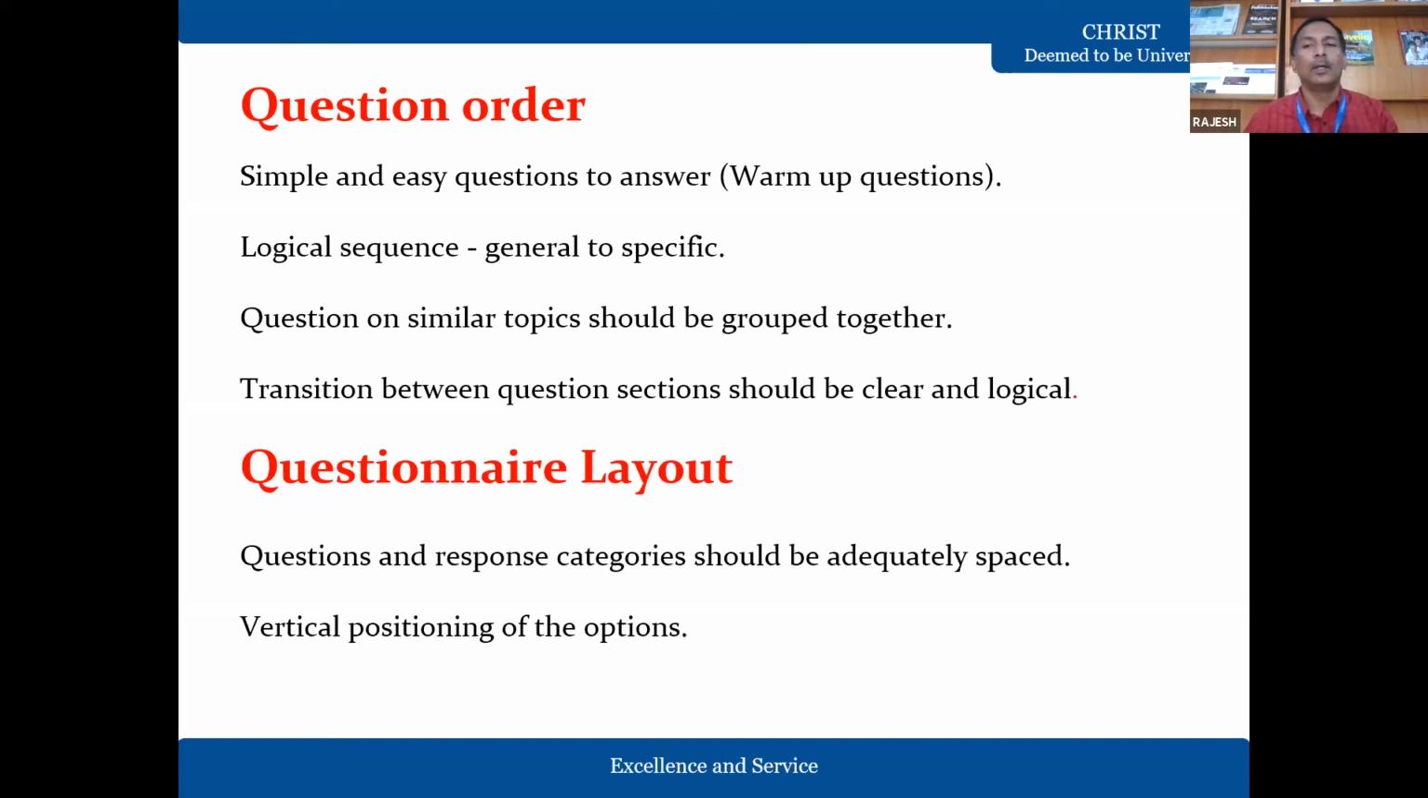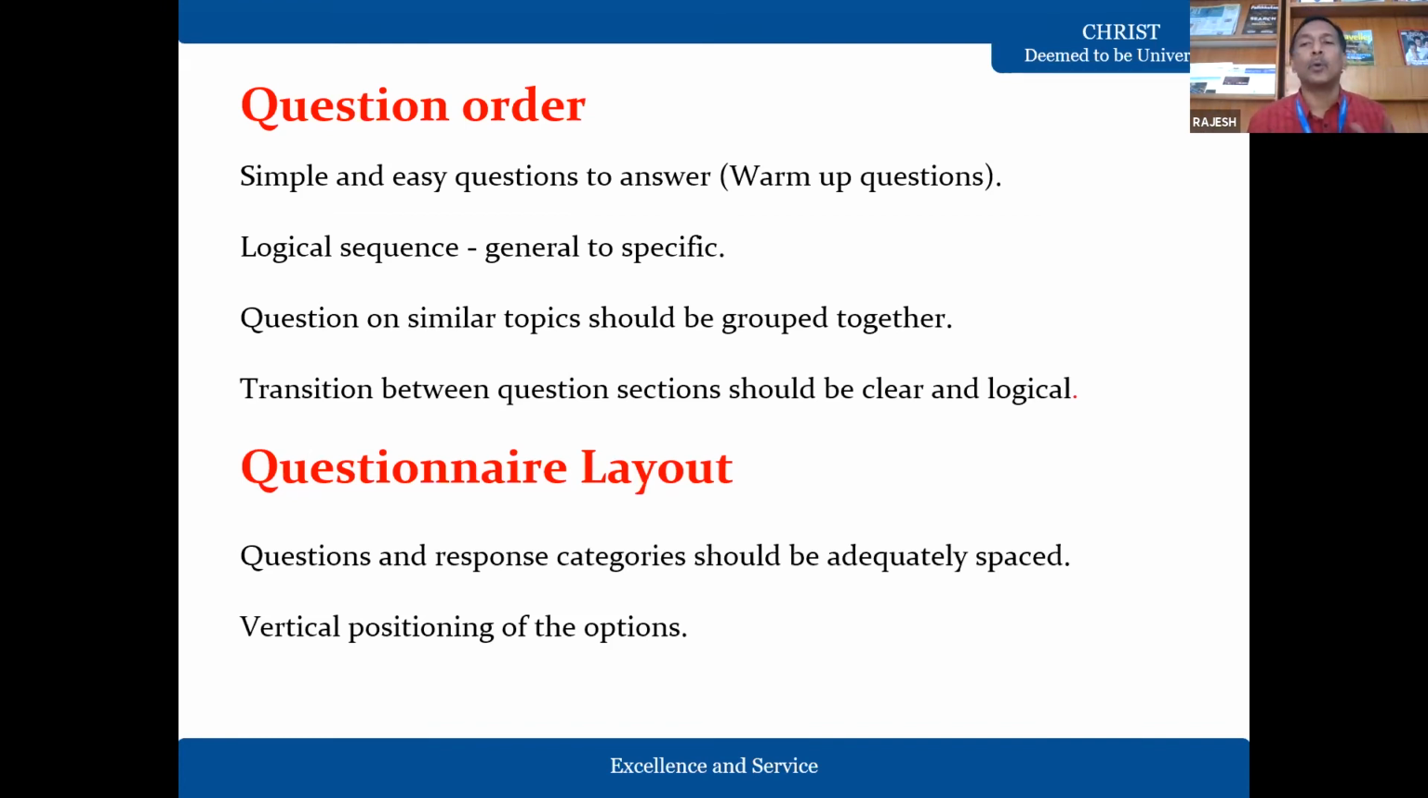From general to specific, that's the norm. So immediately you should not ask how many minutes you spend on Instagram. No, that's not the way to ask. You should start from: on how many social media platforms are you active? Which is the social media platform that you use the most? How many years do you spend, or why do you use that particular platform over the other? So generally, go to the specific thing later.